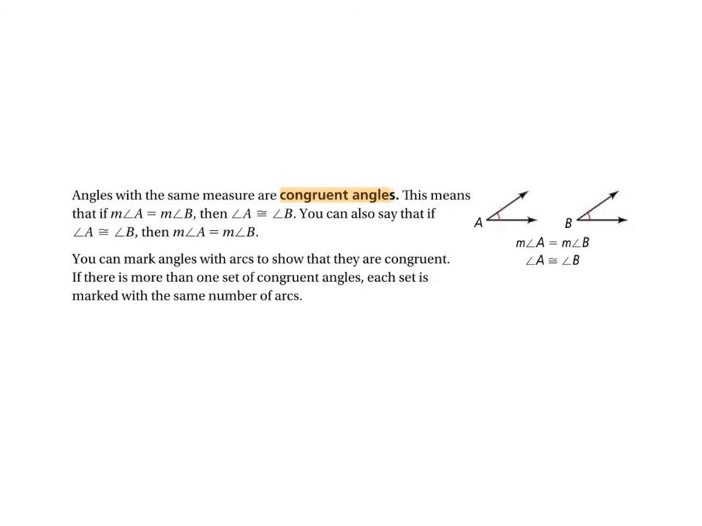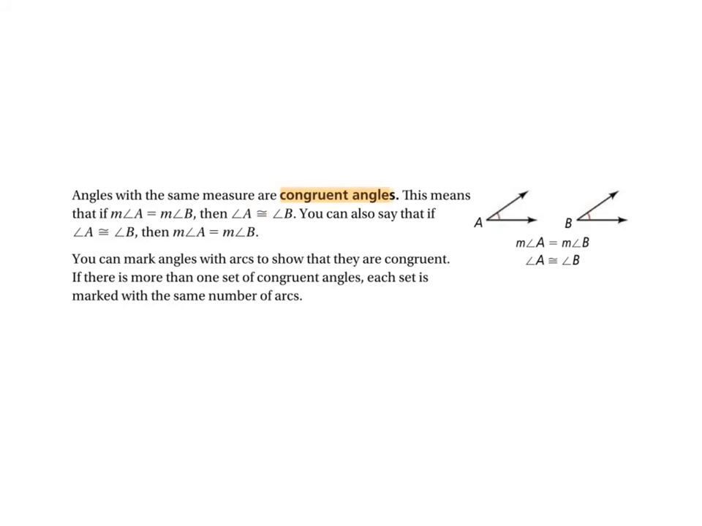All right, just like segments, we can talk about angles being congruent as well. Angles with the same measure are congruent angles. That means if the measure of angle 1 is equal to the measure of angle 2, the number that measures them is equal, then the angles themselves are congruent. Just like I said earlier, me and my brother might have the same measure because we're the same height, but we're not the same person. You can say these two angles are congruent, but you wouldn't say the angles are equal.